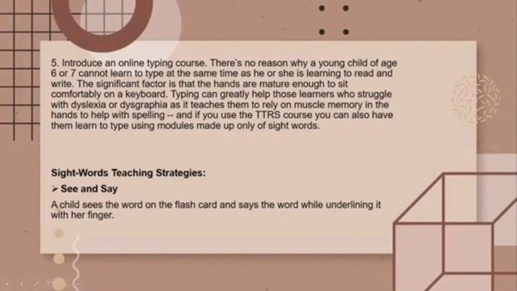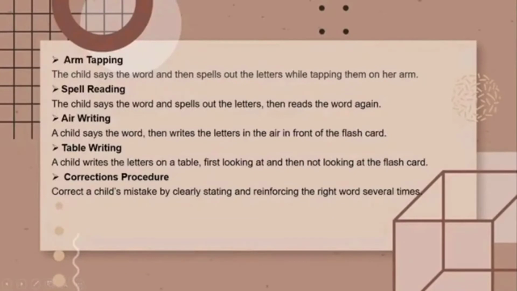And there are also sight word teaching strategies. Number 1 is see and say. A child sees the word on the flashcard and says the word while underlining it with her finger. Number 2, arm tapping. The child says the word and then spells out the letters while tapping them on her arm. Number 3, spell reading. The child says the word and spells out the letters, then reads the word again.